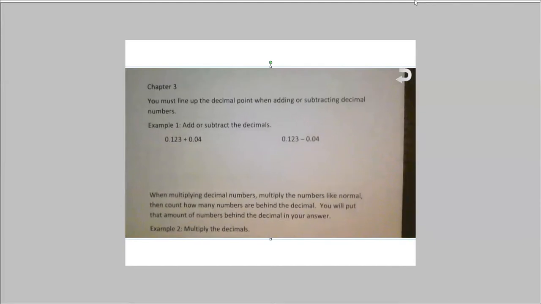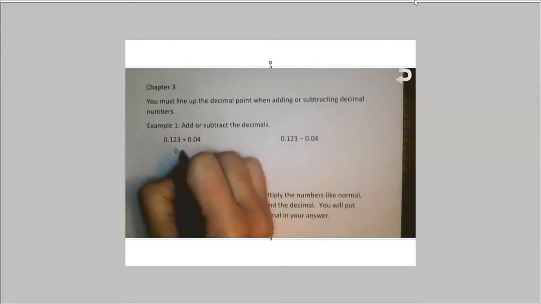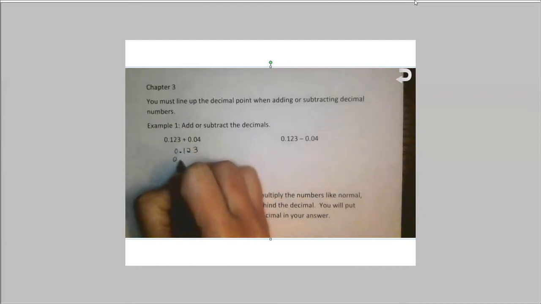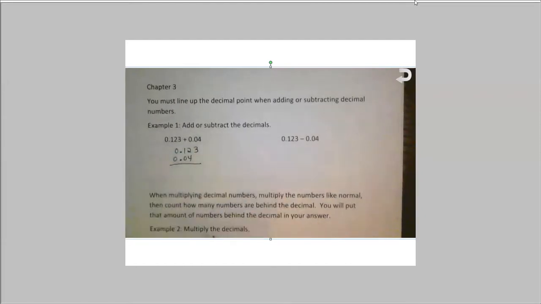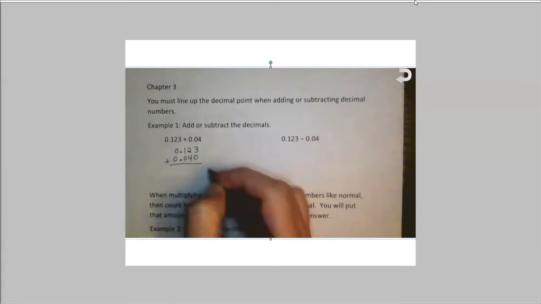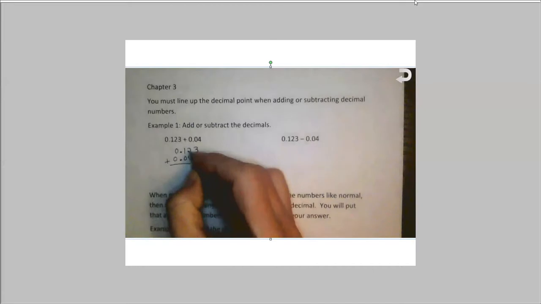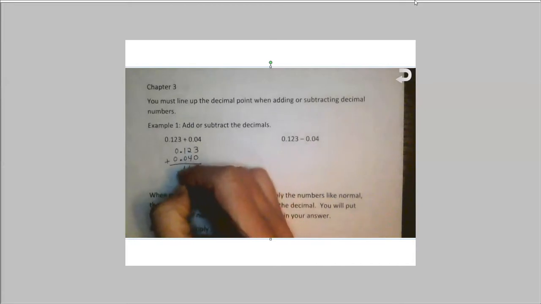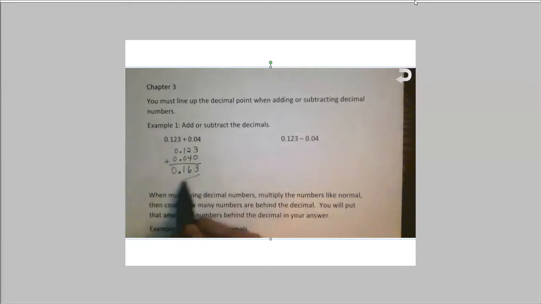So number 1, you must line up the decimal point when you're adding or subtracting decimal numbers. Of course, you've got a calculator. You can lean on that to check your work. But if we're adding, we are going to line up the decimal, not necessarily the digits. If you have any open spaces, you can fill those in with zeros, and you're just going to add the place values one at a time, bring that decimal straight down. So 163 thousandths would be the answer to this question.